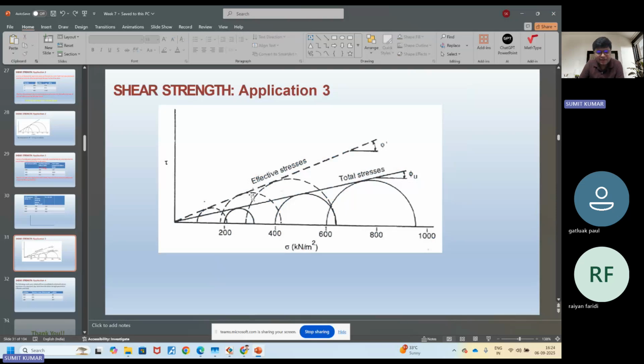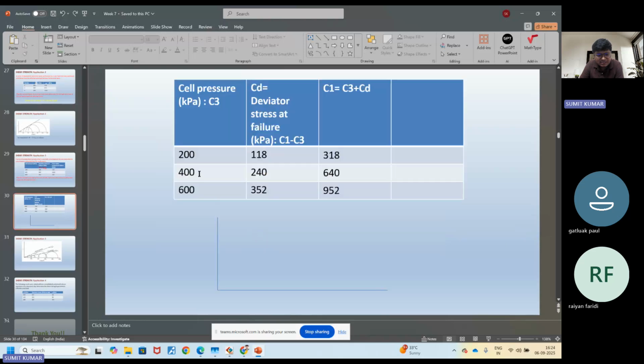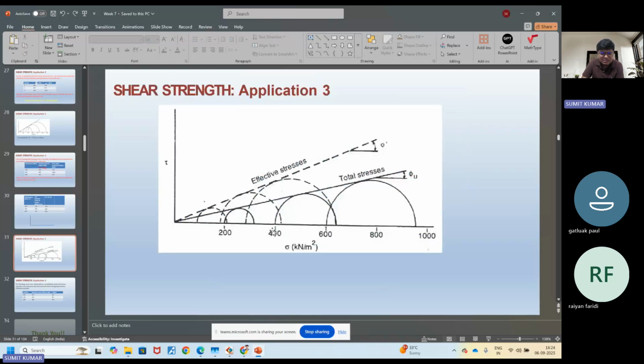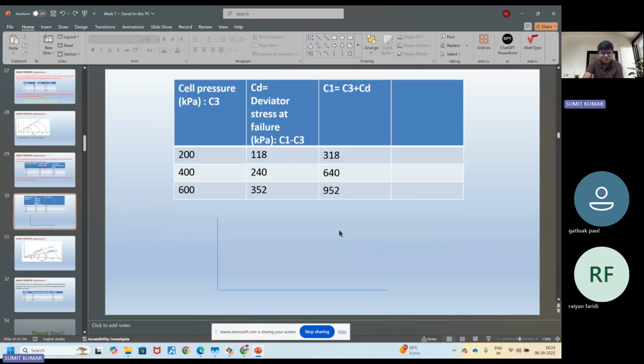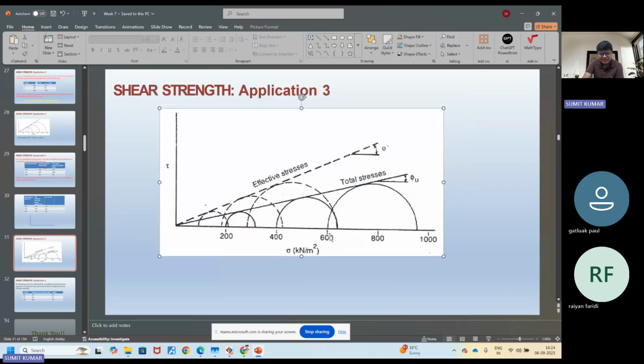So for the total stress, the value of sigma 3 is 200 and the corresponding sigma 1 value is 318. You can see this value is 200, this value is 318. Second, the sigma 3 value is 400 and the corresponding sigma 1 value is 640. Subsequently, sigma 3 is 600 and sigma 1 is 952. Then we draw a common tangent crossing through these, and we can calculate the values of phi u and cu.